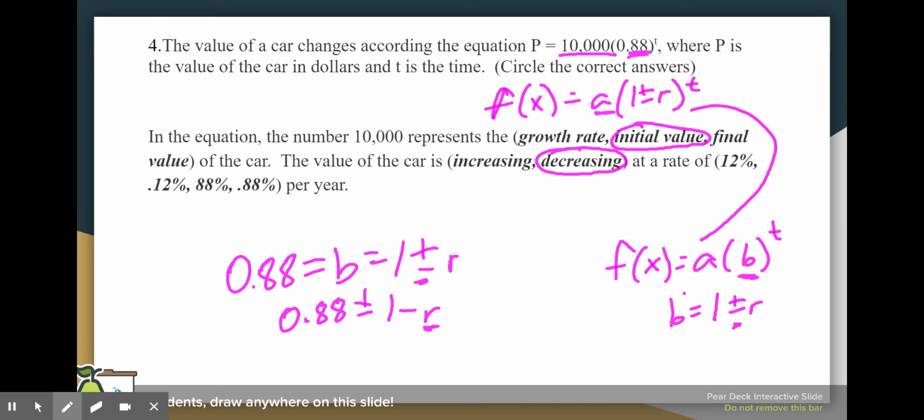Well, let's solve this. Subtract 1 from both sides. I get negative 0.12 equals negative r. Divide by negative 1. Get rid of that negative. And we get positive 0.12 is equal to r. But they're in percent, so to get a decimal to a percent, we multiply by 100, so r is 12%.